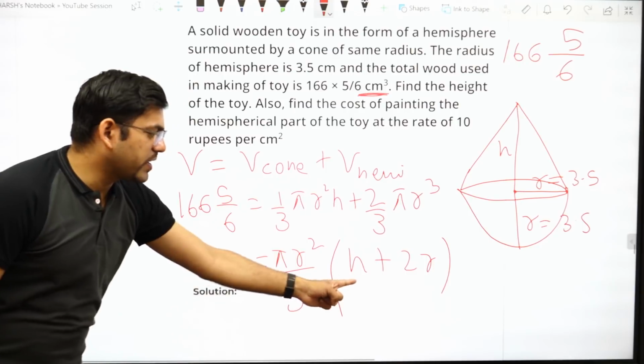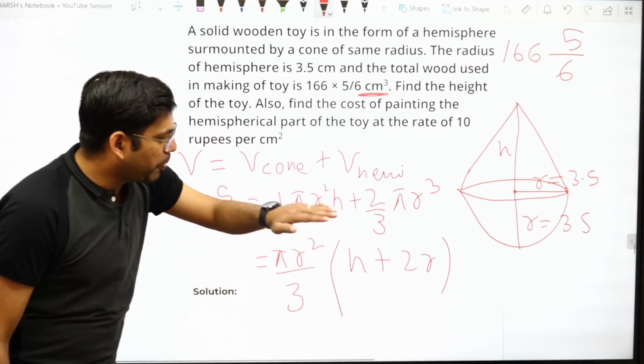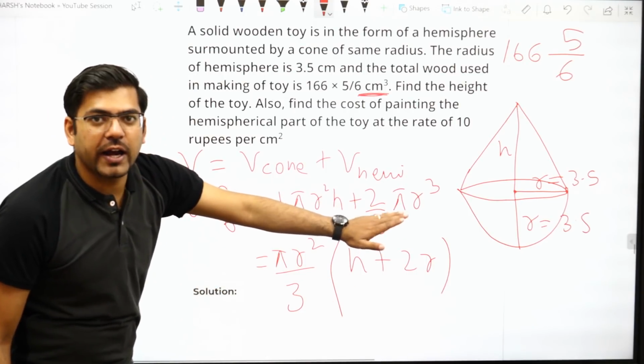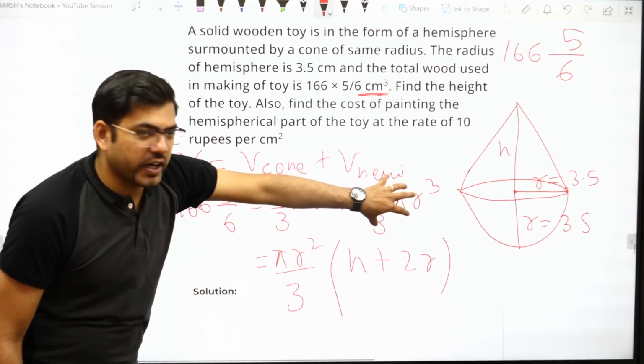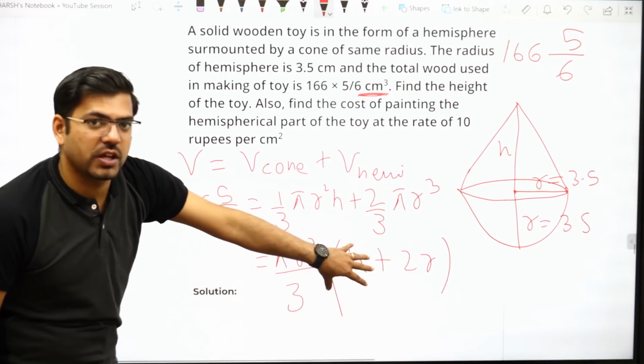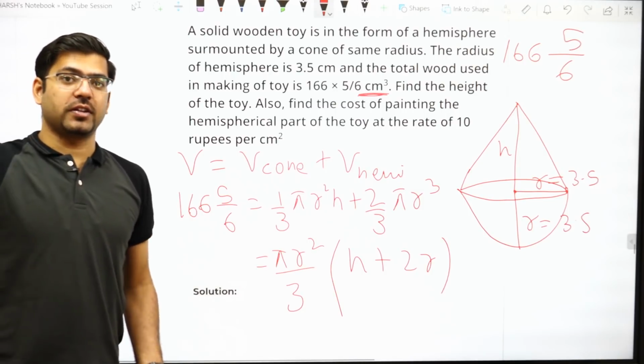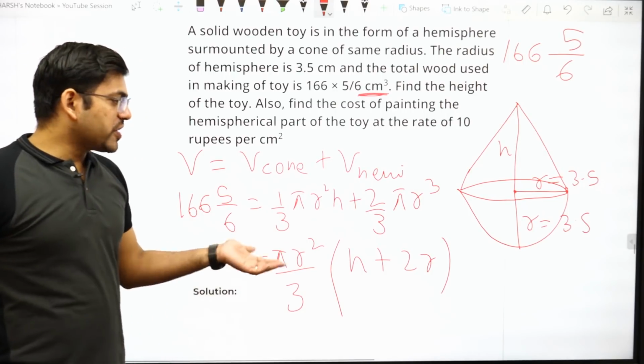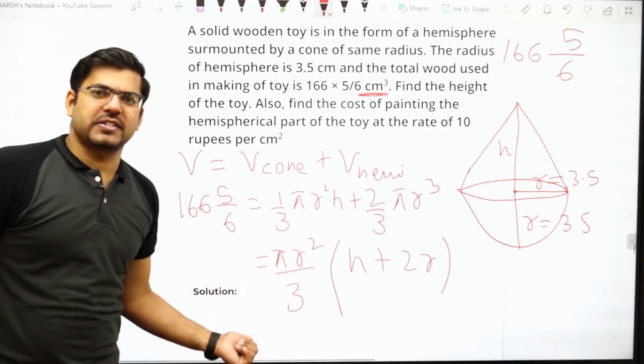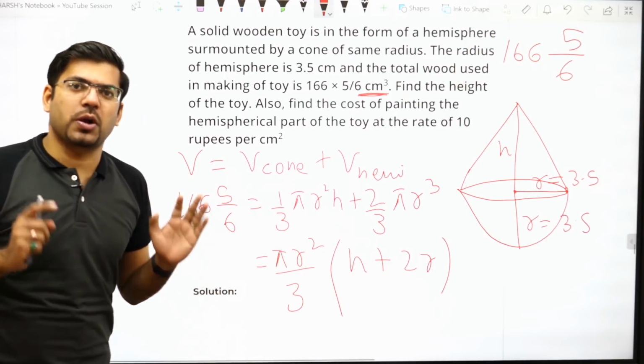Value what is required is h. So if you put all the values here of r and pi, you will be solving it once here, thereafter once here, and thereafter once in the next step. So your calculation steps would be increasing. So never do that. Always put all the values in the very last step when it is most required.